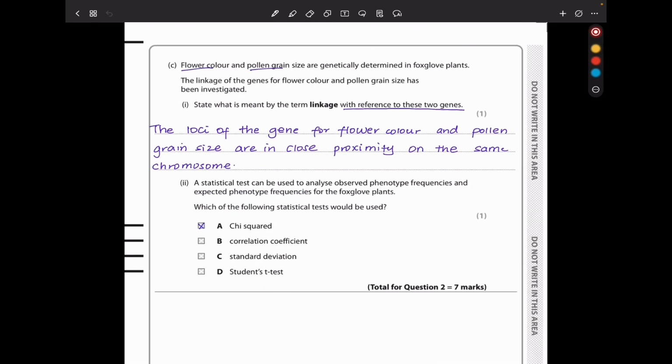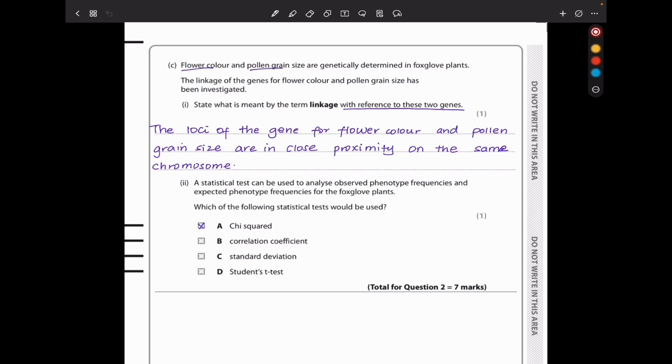And in part C, flower color and pollen grain size are genetically determined in foxglove plants. The linkage of genes for flower color and pollen grain size has been investigated. State what is meant by the term linkage with reference to these 2 genes. If genes are linked, it means they're going to be found on the same chromosome because they're in close proximity with each other. So I say the loci of the gene for flower color and pollen grain size are in close proximity on the same chromosome.